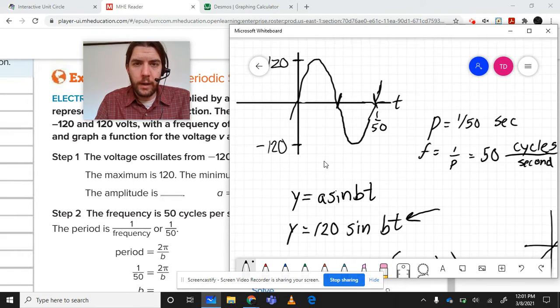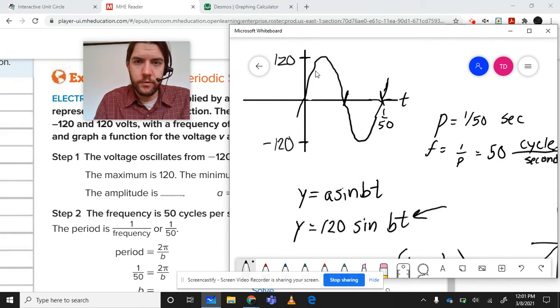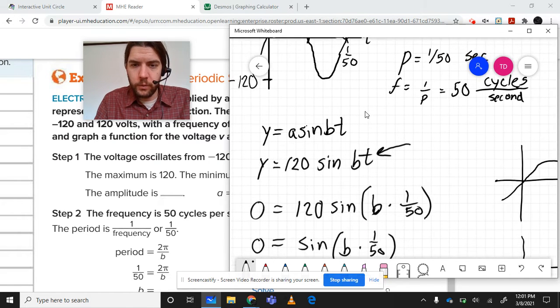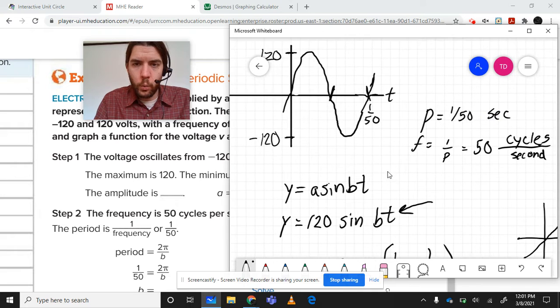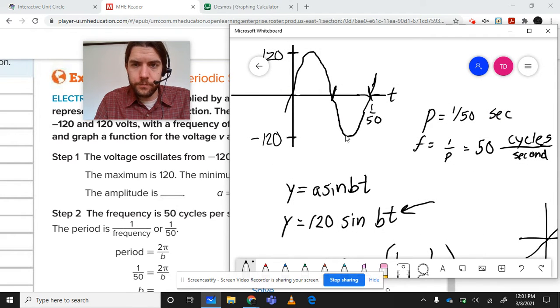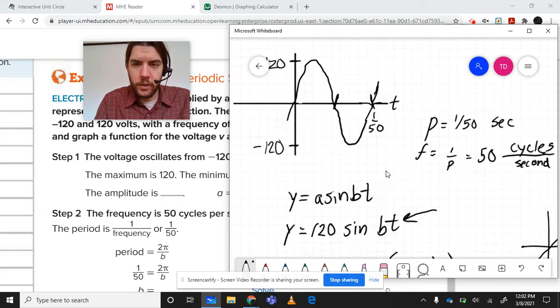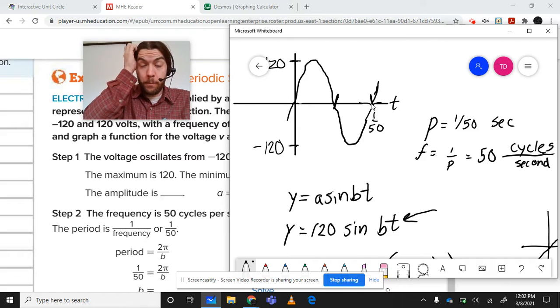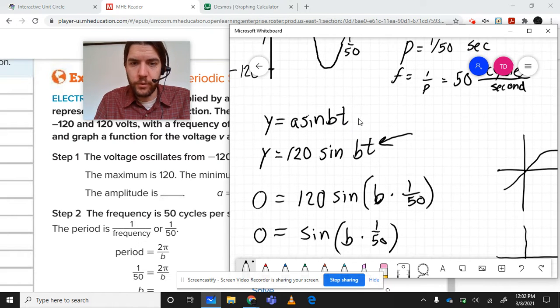Now we know that we want our amplitude to be 120, so that it oscillates between 120 and negative 120, so we'll put that in the front. And then finally, we know that we want one full cycle to be completed at 1/50 for my t value. So when I'm at 1/50, my y value will be at 0, and my t will be 1/50. So I can put that in, 0 for y, 1/50 for t, and then solve for b.